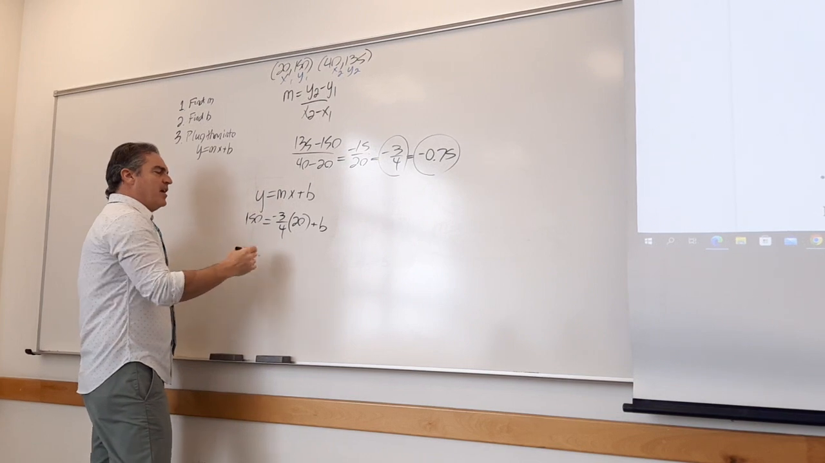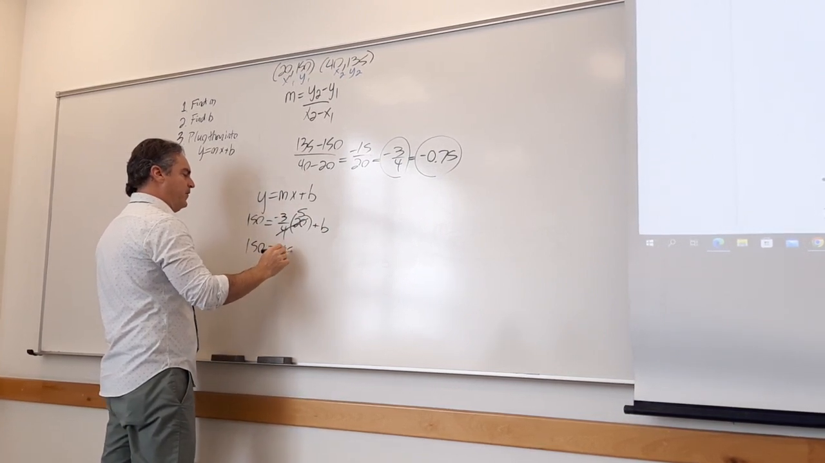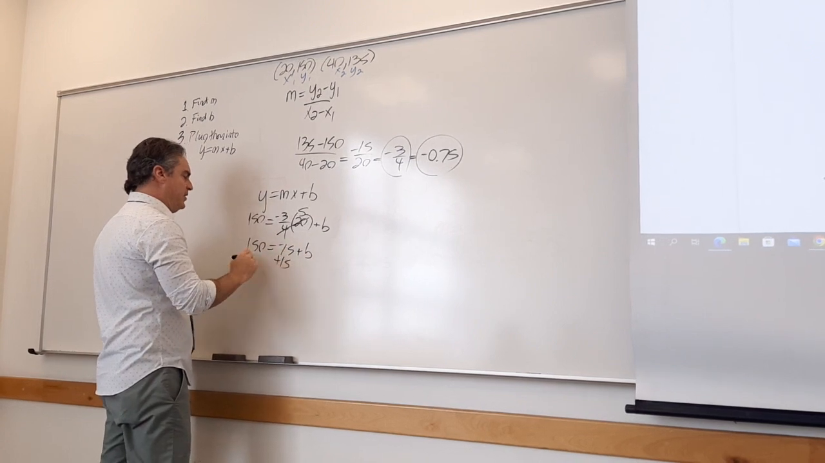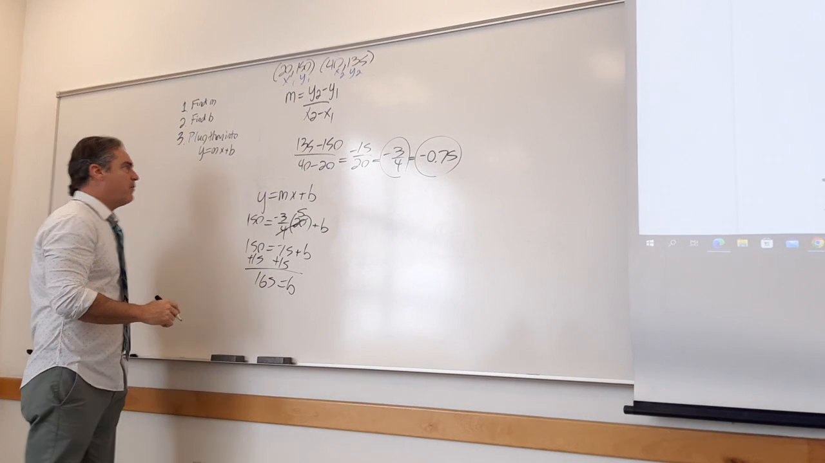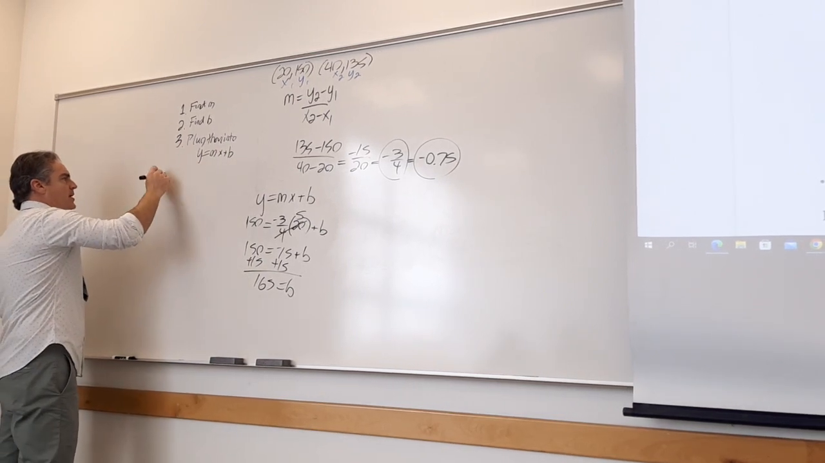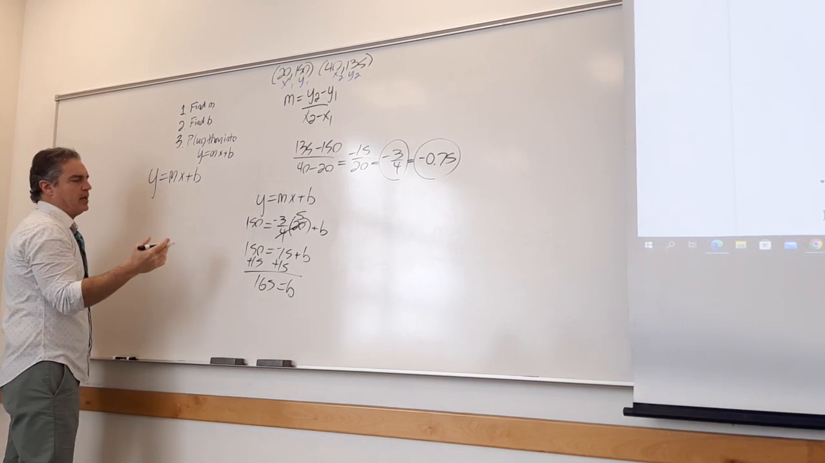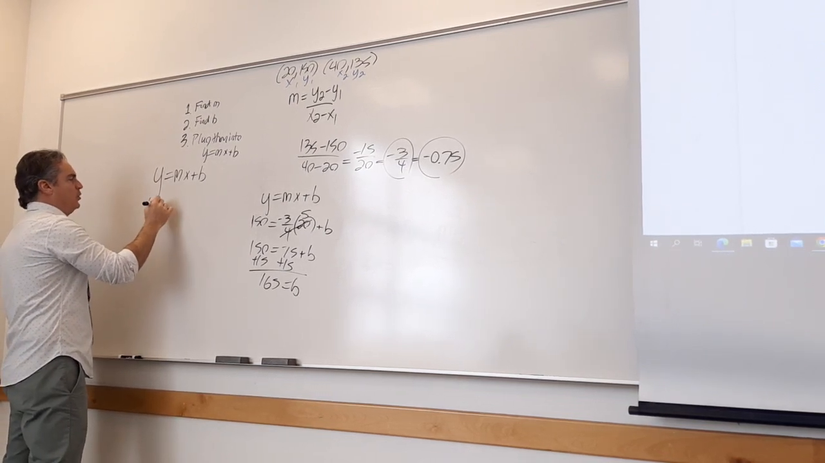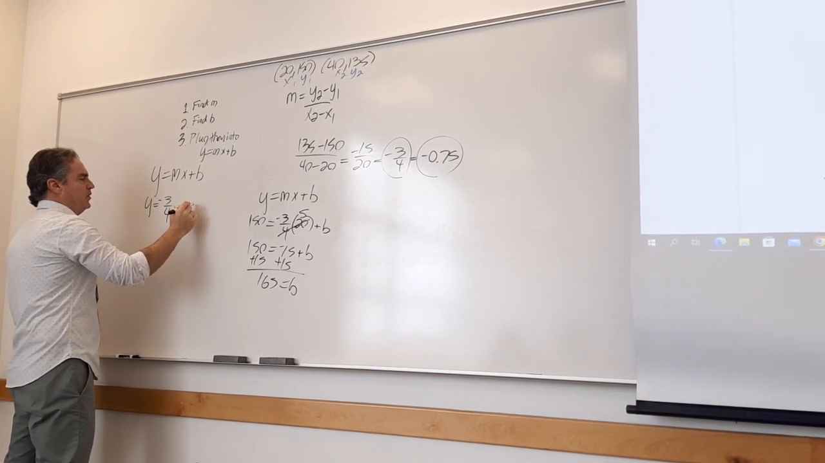Okay? 4 cancels with 20 makes a 5. I got 150 equals negative 15 plus b. I add 15 to each side. I get 165 equals b. If I write my equation, look up here, y equals mx plus b, and I'm feeling pretty chuffed right now because I'm like, oh man, I got all my values. Y equals negative 3/4 x plus 165.